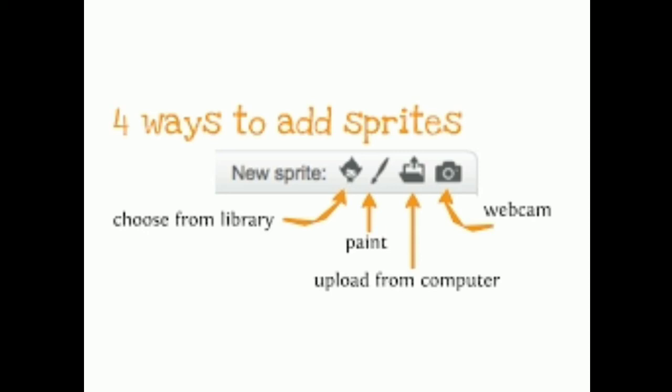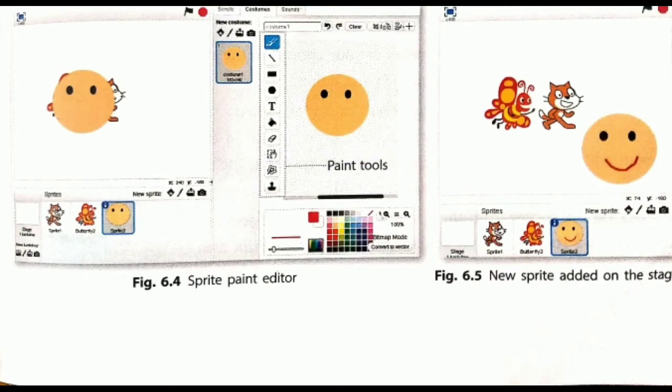Once again, first you have to click on the paint new sprite button. That is the second button present in the new sprite section. Once you click on it, see in this figure 6.4, a sprite paint editor will appear like what you see in this picture.